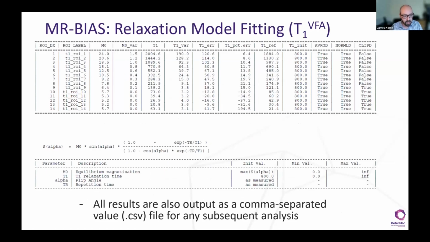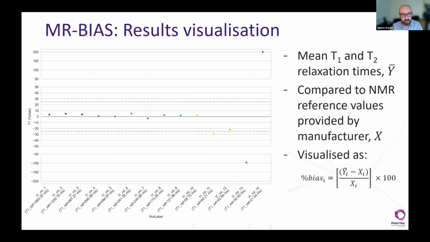This is an example of the output that you would get from a model fit. So this is in the PDF, just showing a big table of your different T1 values per region of interest. It also shows the signal model that's been fit there with a little bit of a description of each of the parameters. And as I said before, these are also output in a CSV file, which would allow you to do any subsequent analysis. We also visualize percent bias, which is really what you're interested in when you're trying to do these type of technical validation studies.